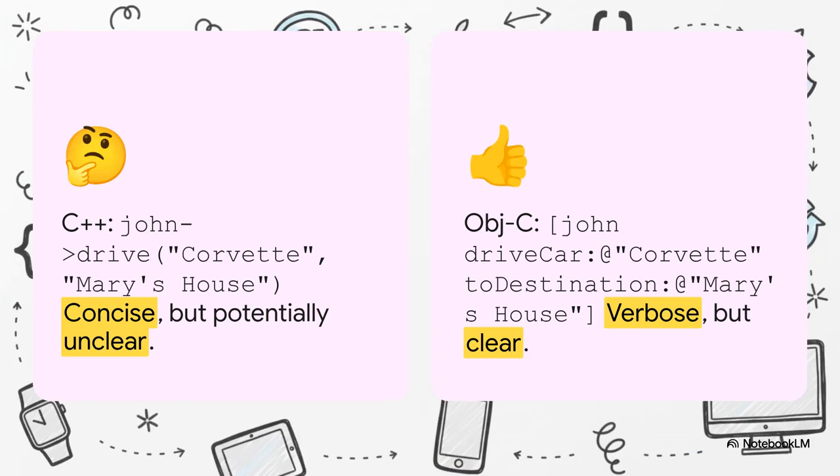And this slide just makes it crystal clear. Take a look at that first example. Okay, drive Corvette, Mary's house. What does that even mean? Is Mary's house where he's going, or is it another car? You don't really know. It's ambiguous. But now, look at the Objective-C version. John, drive car, at Corvette, to destination. There is just no way to misunderstand that. The name itself tells you exactly what each part does. Yeah, it's longer, but it's incredibly, unbelievably clear.